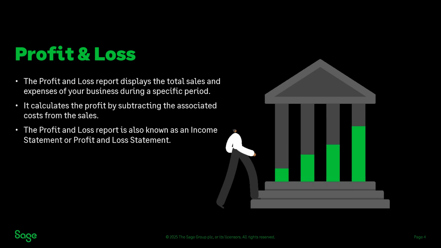So your profit and loss report, what exactly is it? In summary, the profit and loss report displays the total sales and expenses of your business during a specific period. It calculates the profit by subtracting the associated costs from the sales. Your profit and loss report is also known as an income statement or a profit and loss statement. So why is it important? It shows if your business is making or losing money, where you're making money, and how much you're spending and what on.